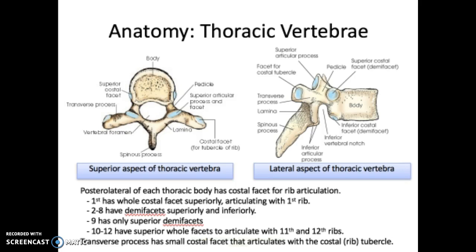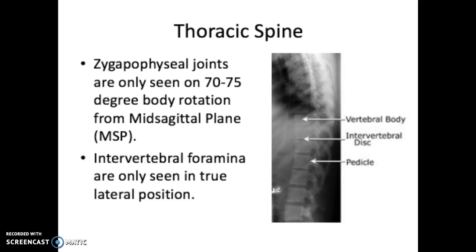The facets are called whole facets or demifacets, and I've listed here down below where each facet is and which type it is. On the thoracic spine, you can see the zygapophyseal joints only when the body is turned 70 to 75 degrees rotation from the mid-sagittal plane. It's very steep compared to the C-spine and the L-spine, but that's the only way you can see those joints, the way that they're positioned on the vertebrae.